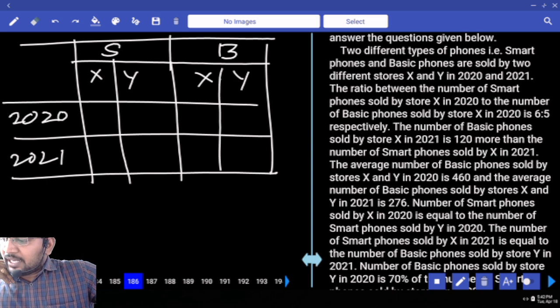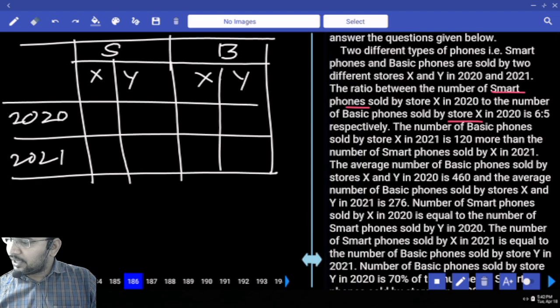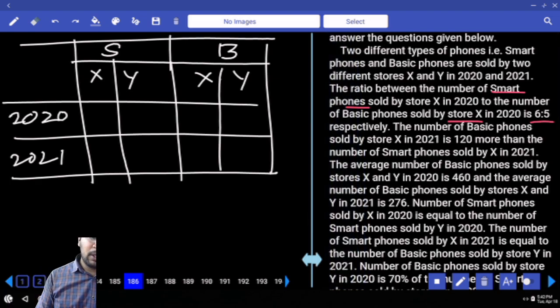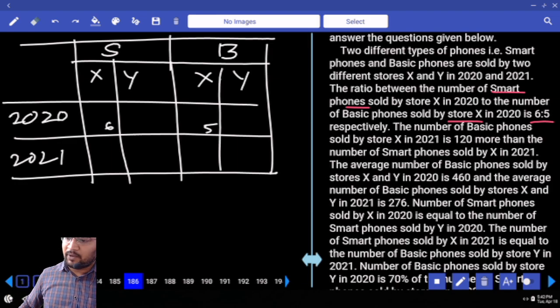The ratio between the number of smartphones sold by Store X in 2020 to the basic phone sold by Store X in 2020 is 6 is to 5. Here smartphone is 6 parts, here it is 5 parts, basic phone sold by Store X in 2020.